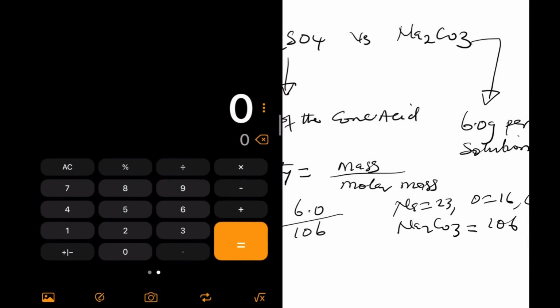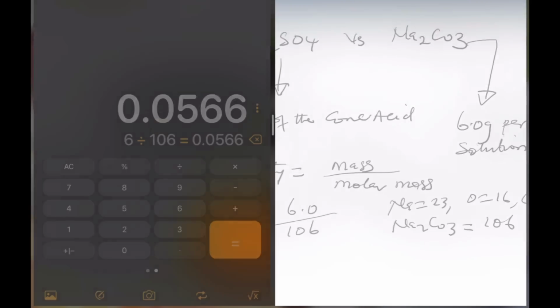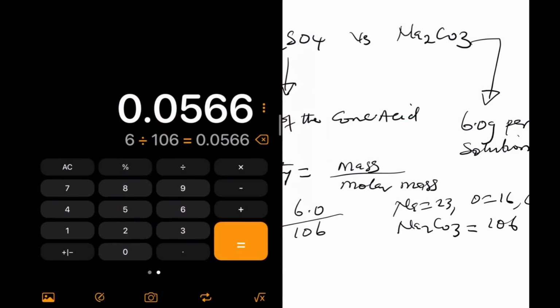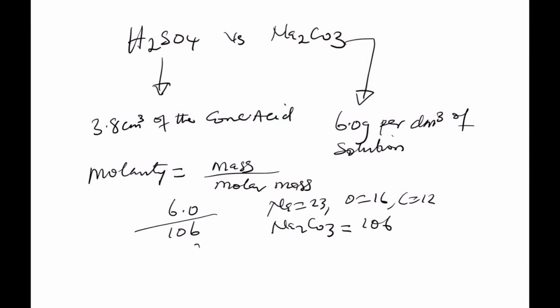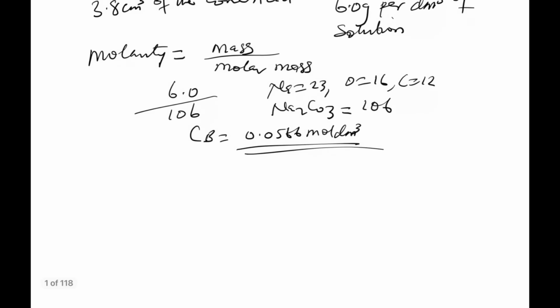6 divided by 106 is 0.0566. 3 significant figures is advised. So our CB is automatically 0.0566. Remember to always put the unit in case of calculations. These are the things that will help you secure marks without stress. Okay, now the focus is what should be our endpoint. So the issue of endpoint now.